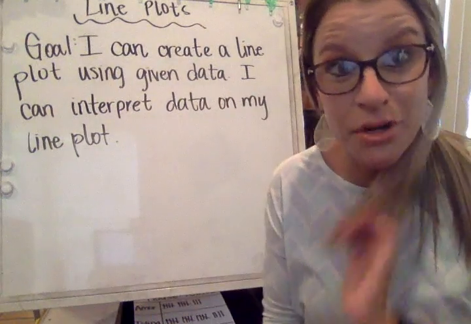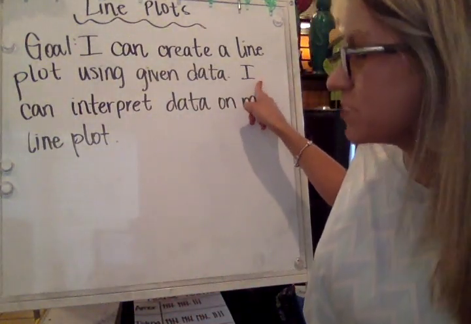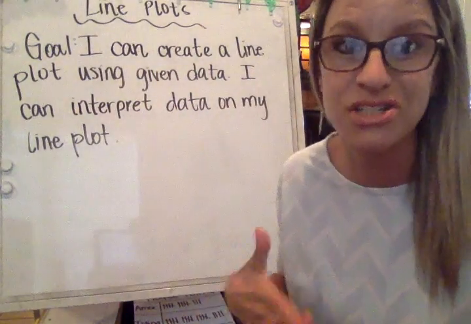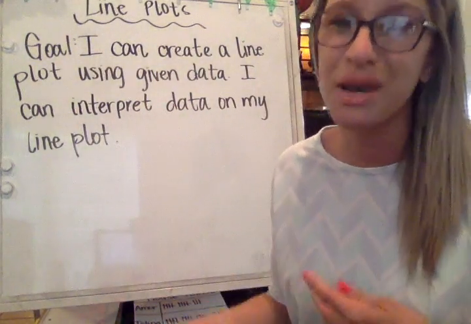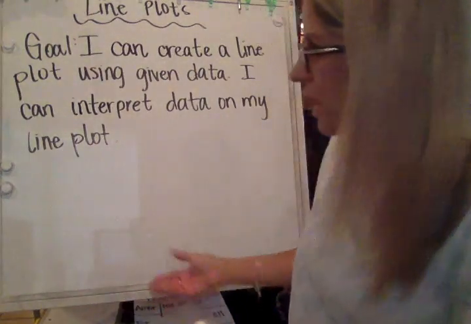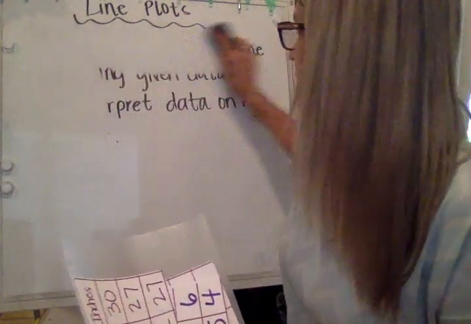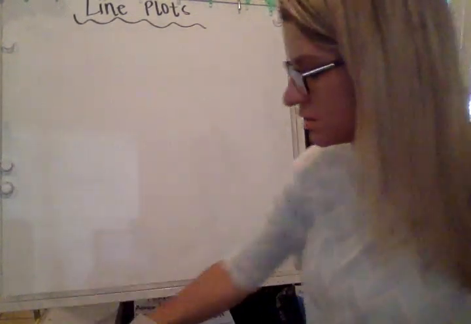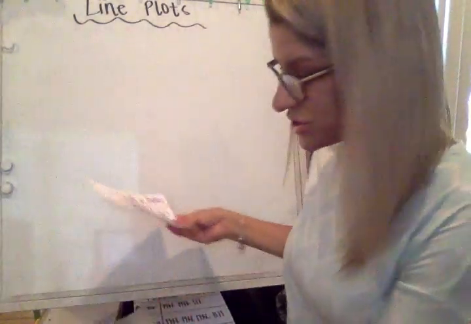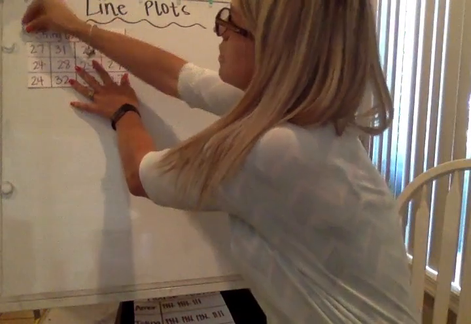So I'm going to give you some numbers. I'm going to have you plug those into a line plot. And then you're also going to be in charge of interpreting the data, which is just a fancy way to say that you know what it says when you're looking at the picture of the line plot. So I went ahead and made some data up just off the top of my brain. And we're going to use this in order to practice making line plots.